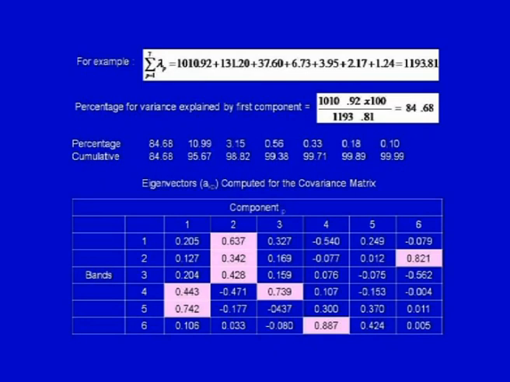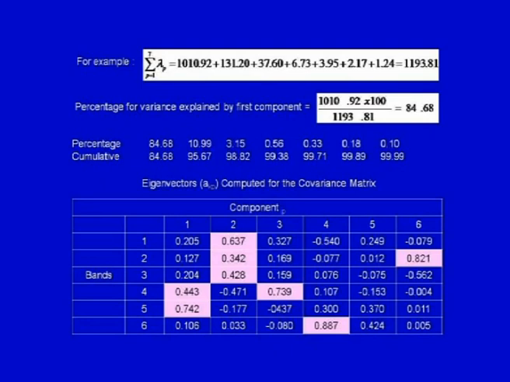So, we find that the first component has a percentage contribution of the original data set of nearly 85%, while the second one contributes 11%, the third one about 3%, and if we look at all this, it comes out to be about 98% of the information which is there. The rest 4 bands contribute only about 2% of the original data set.